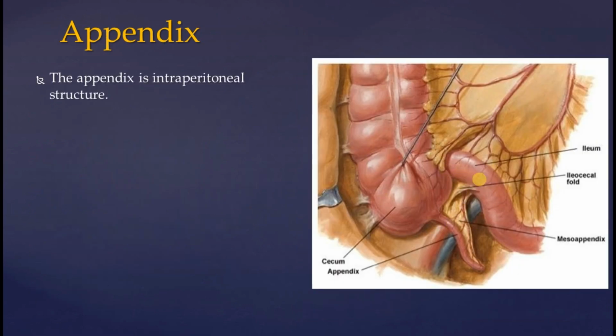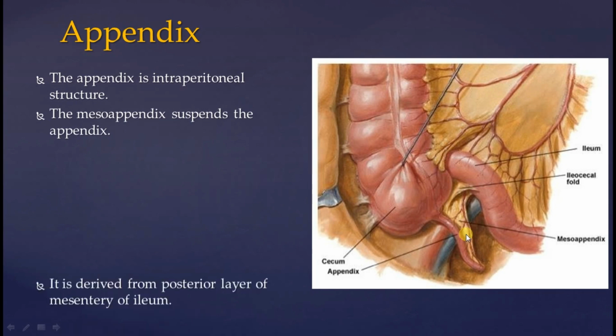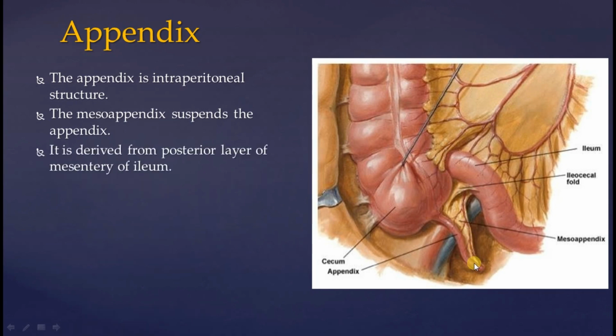It has its own fold of peritoneum, the mesoappendix. This is actually the ileocolic fold, the bloodless fold of Treves. The mesoappendix might fail to reach the tip of the appendix, and it is derived from the posterior layer of the mesentery of the ileum.